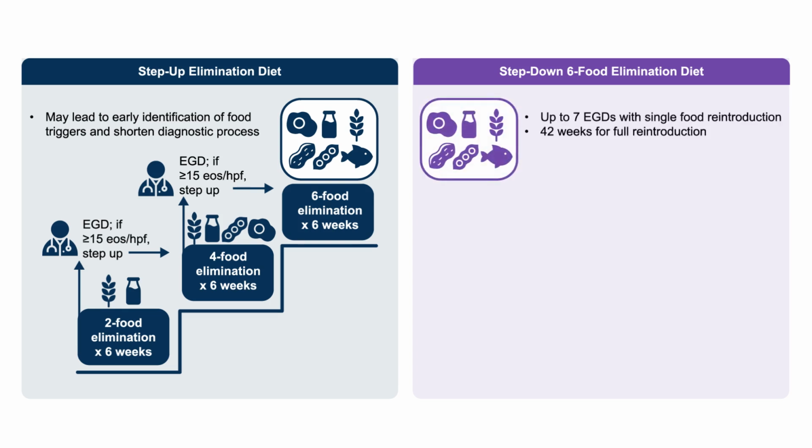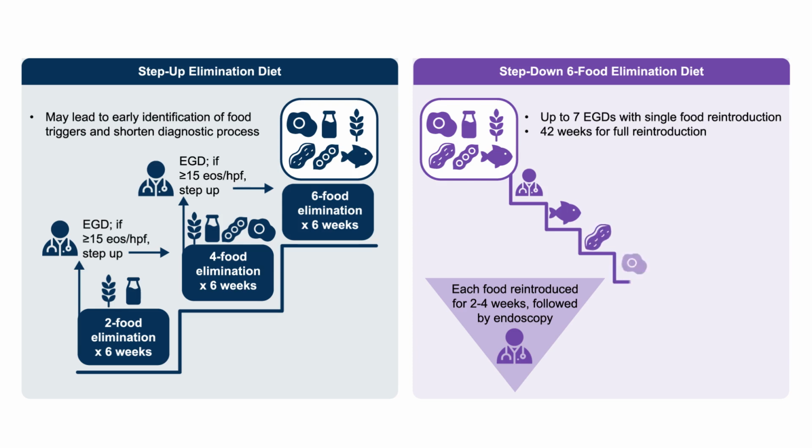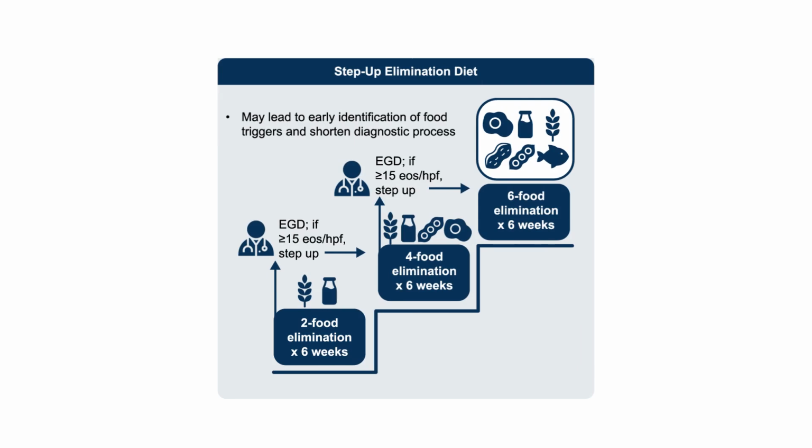The step-down elimination diet is more restrictive and starts with a 6-food elimination, and every food that is reintroduced has an endoscopy following reintroduction, which adds more and more endoscopies, and unfortunately, multiple anesthesias and endoscopies are one of the risk factors for patients who have EOE. So we try not to do the step-down as much as we do the step-up elimination diet.